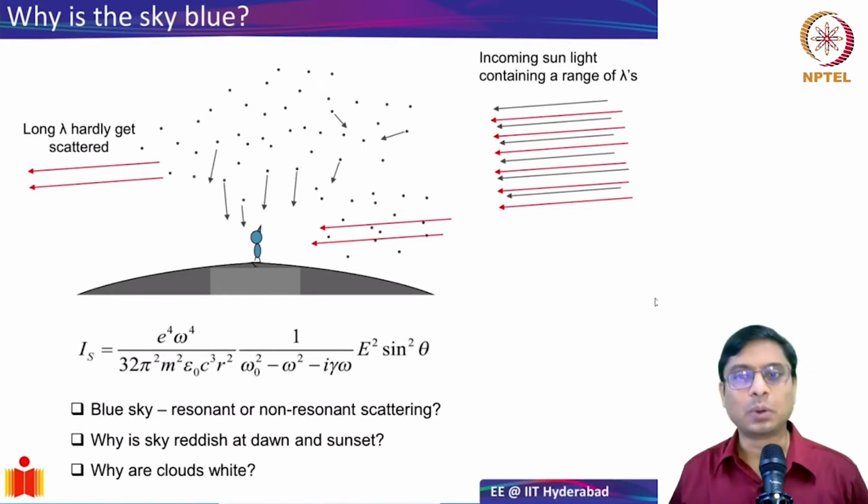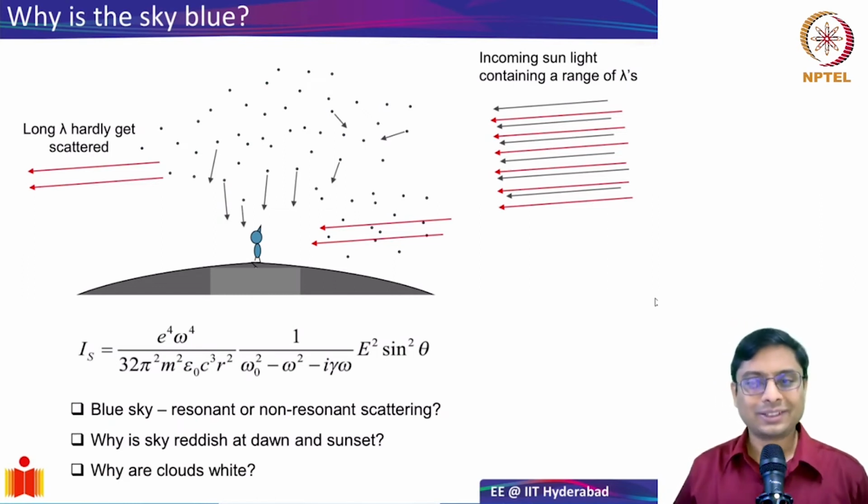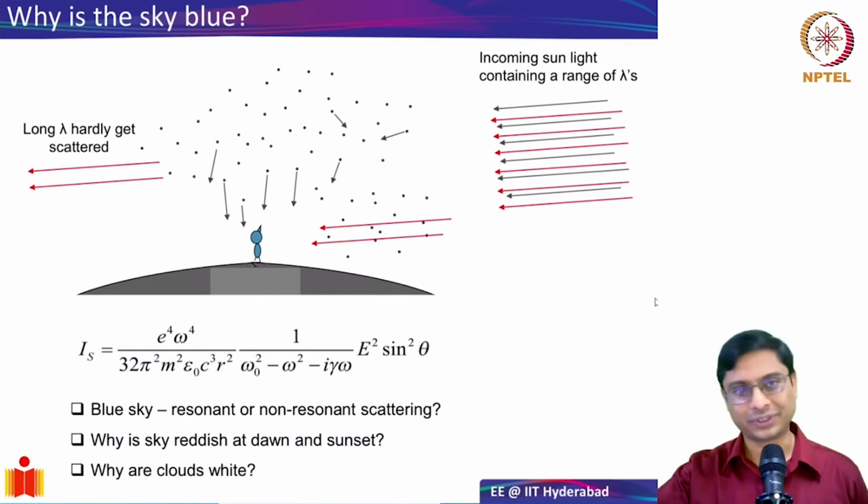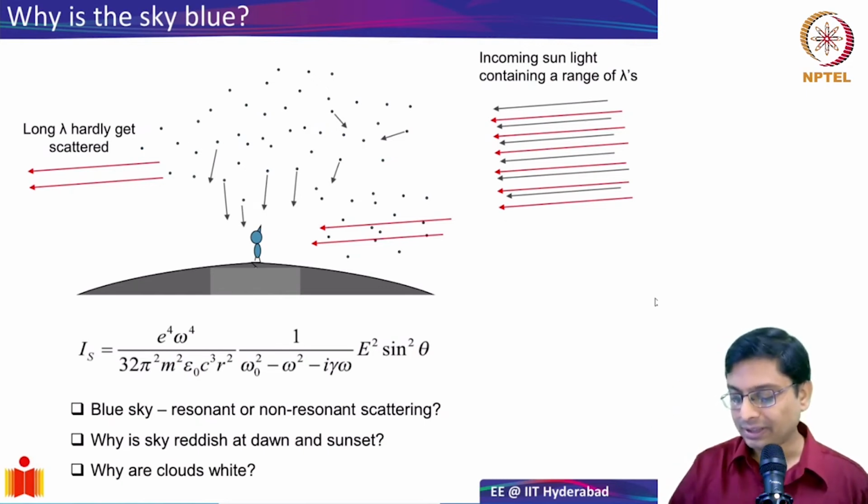For example, why is the sky blue? That's a question that you might have asked. Well, the sky is blue because you have the incident electromagnetic energy from the sun, and then the atmosphere has a lot of these molecules. For example, let's say N2, nitrogen molecules, or oxygen molecules.